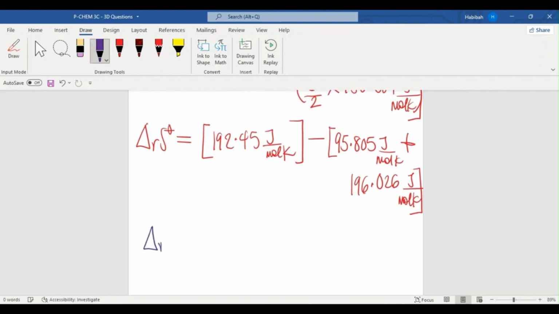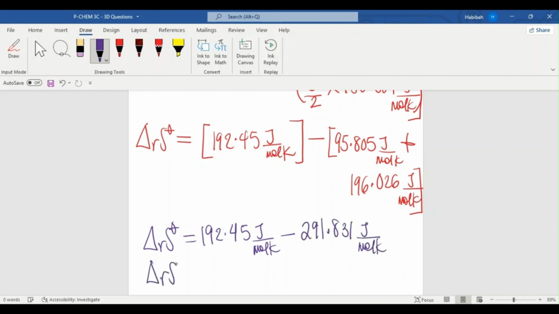So we have 192.45 joule per mole Kelvin minus 95.805 joule per mole Kelvin plus 196.026 joule per mole Kelvin. So that would be minus 291.831 joule per mole Kelvin. So the change in standard entropy of reaction will be negative 99.381 joule per mole Kelvin.